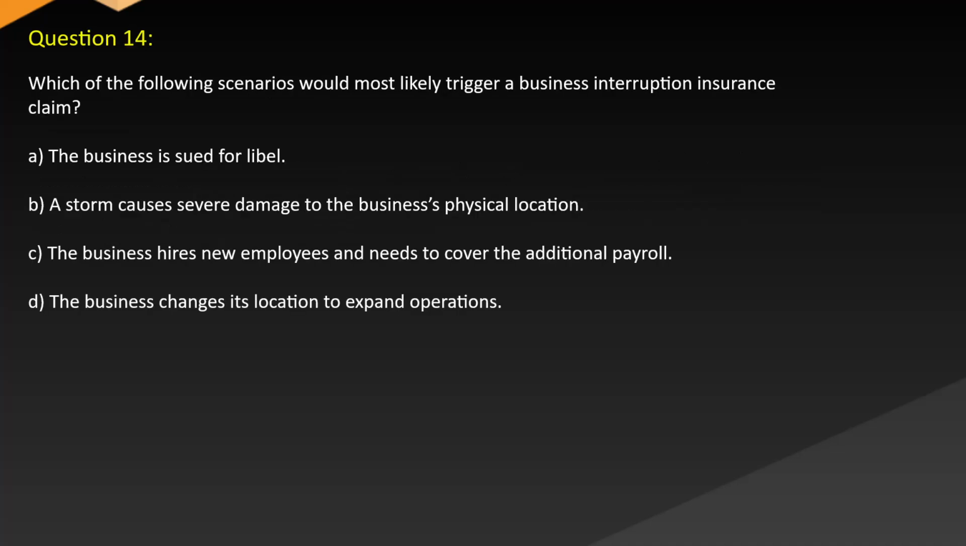Question 14. Which of the following scenarios would most likely trigger a business interruption insurance claim? A. The business is sued for libel. B. A storm causes severe damage to the business's physical location. C. The business hires new employees and needs to cover the additional payroll. D. The business changes its location to expand operations.